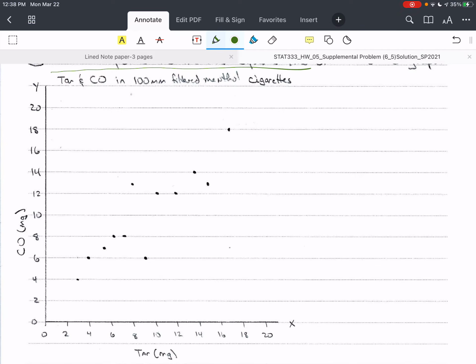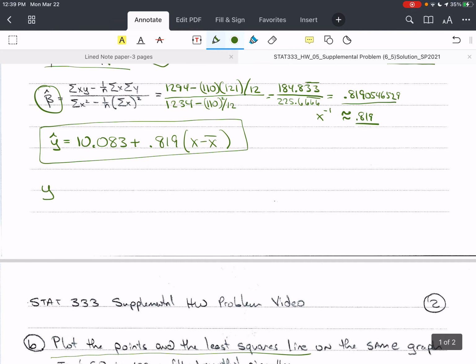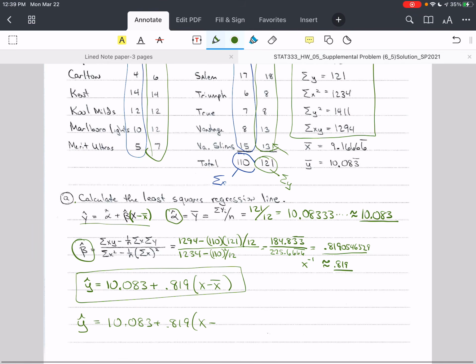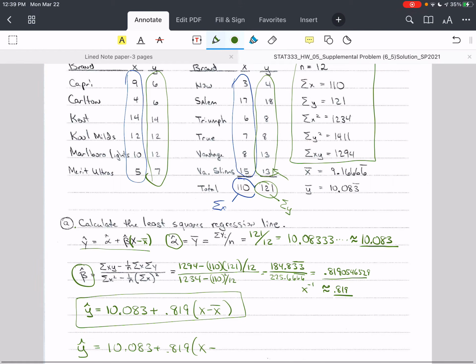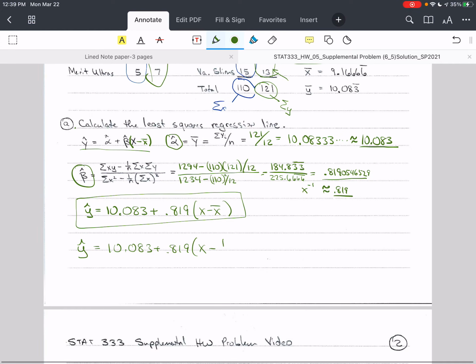and I've already plotted the points, so we have those. Now, I have to plot this line, y hat equals 10.083 plus 0.819 times x minus x bar. And I can actually plug in, I guess I should plug in for x bar. Now, x bar, the way the book does it is they leave it in exact values. So they like to leave the fraction. So x bar is 110 over 12. Yeah, 110 over 12. Okay?